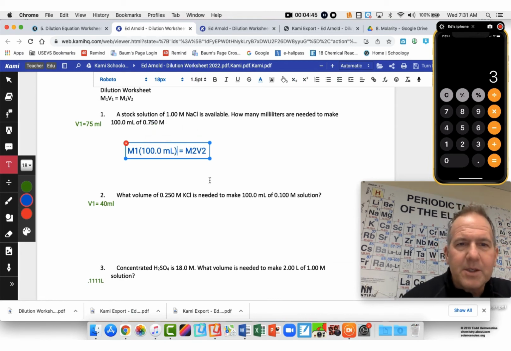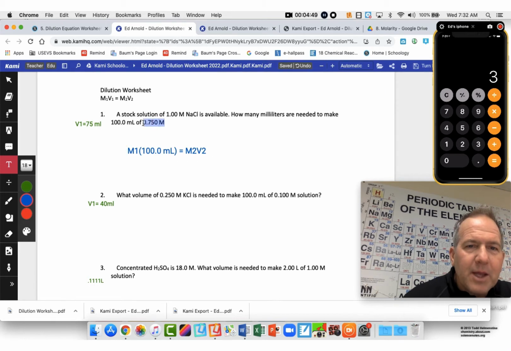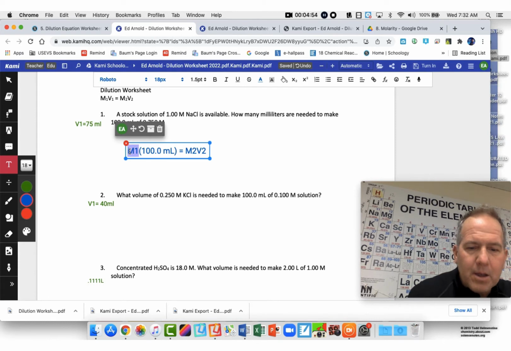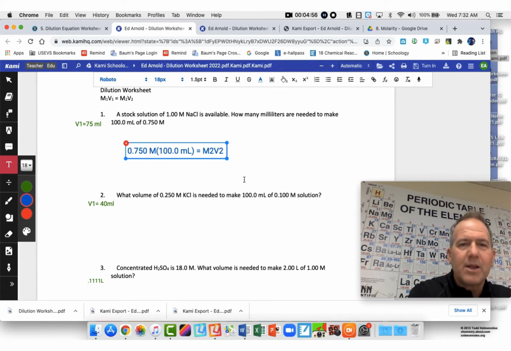Now, the M1 was the thing with the 0.05, so I'm just going to copy that number also, and paste that in. Look at that. One side of the equation is finished. The stock solution was 1 molar, so I'm going to copy that.